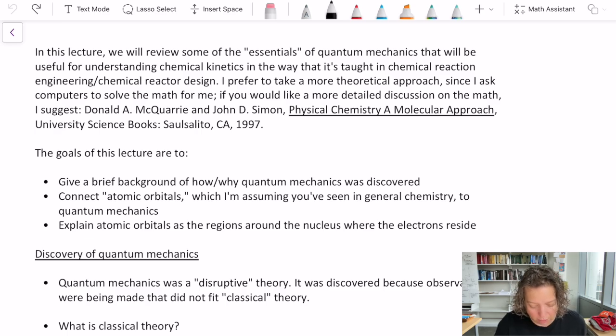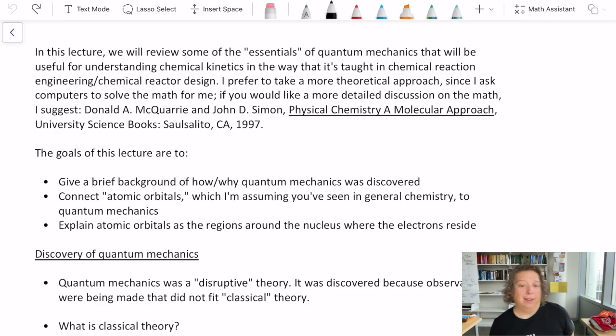In this lecture, we're going to review some of the essentials of quantum mechanics, looking at the pieces that are going to become useful for our future lectures in chemical reaction engineering. I'm going to take a more theoretical approach. There are two schools of thought on how to teach quantum mechanics. One is to teach the math and how, for example, wave functions are developed. Another is to talk about it theoretically and try to relate it to the classical world. I'm going to take this second approach.